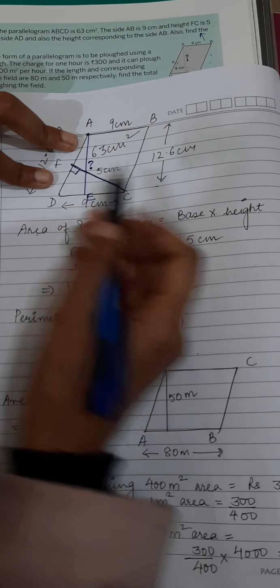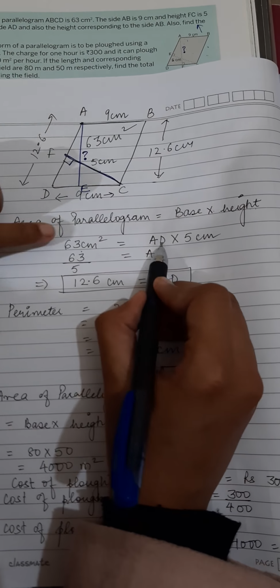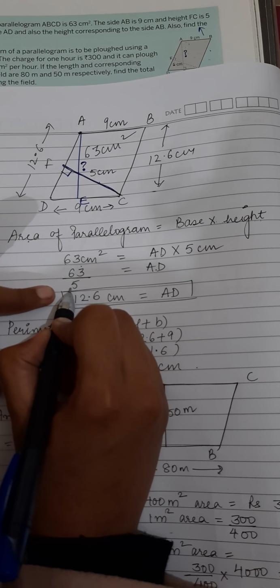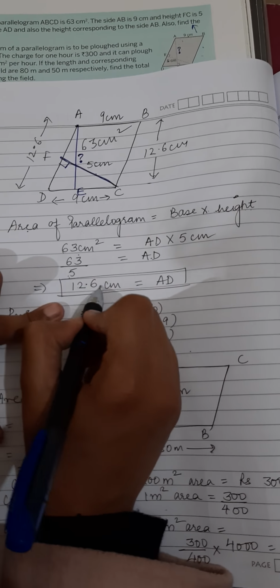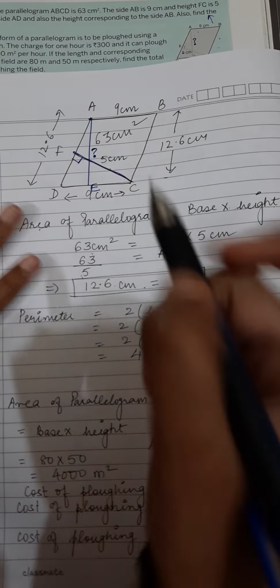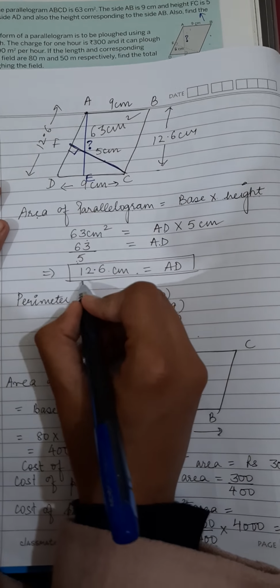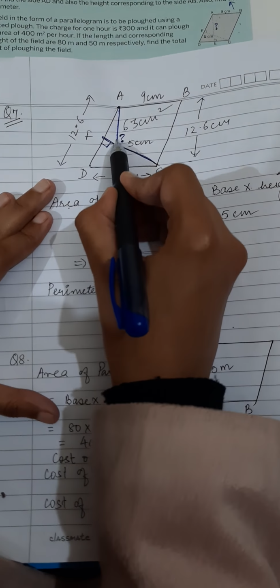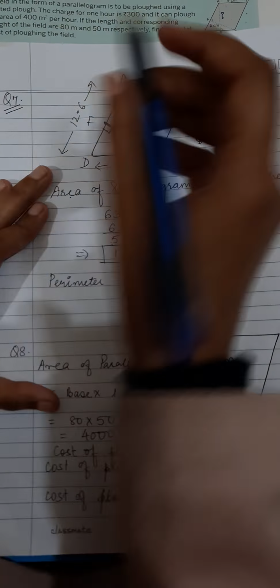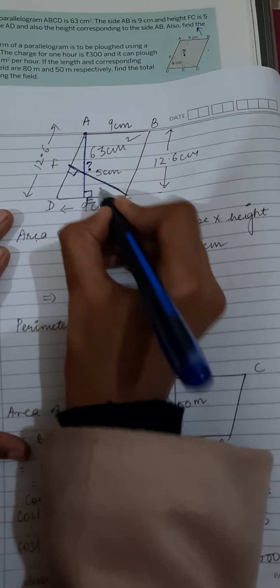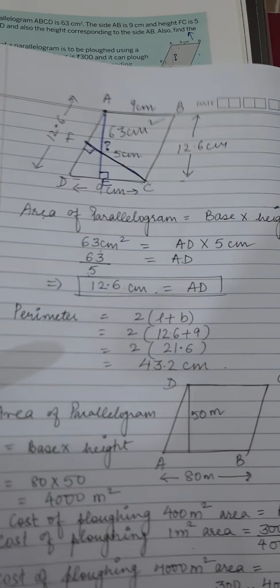And what is the height? 5. So if this is 5, AD I need to find. So I'm going to place this 5 in the denominator. This will come out to be 12.6. So if this is 12.6, this will also be 12.6. So the value of AD is how much? 12.6. The second one is that you have to find the value of this AE. Now this is the height you have to find, and this height is on the base DC. So now let us do here.